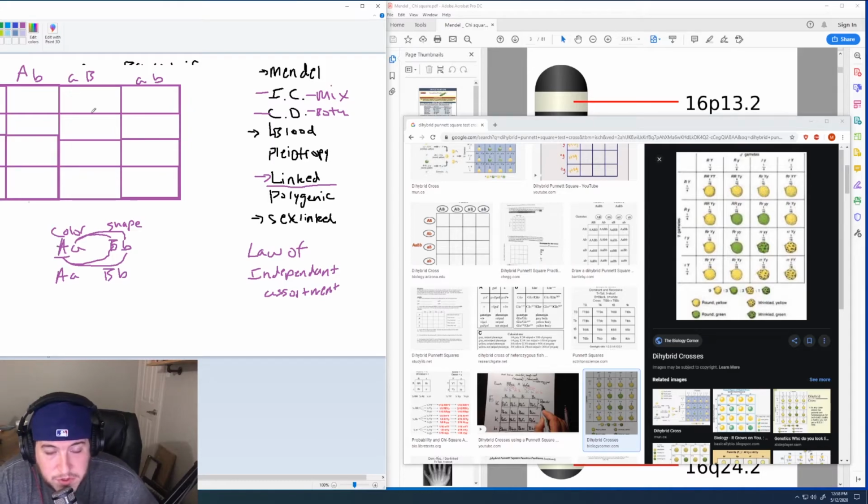And then from that point, you just do it like a normal Punnett square. You fill it in, right? You go across, you go down, and then you figure out, okay, how many of my individuals have the dominant A trait? How many are recessive A? How many are dominant B? How many are recessive B? And then you do it out of 16.